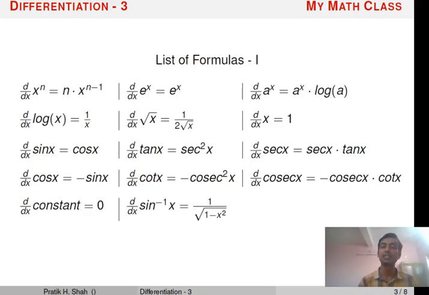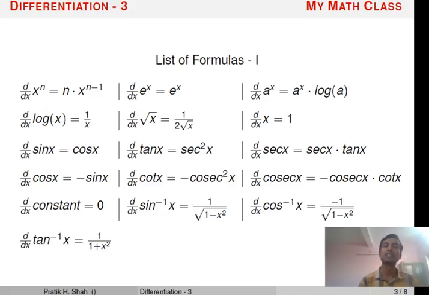Derivative of any constant term is always equal to 0. Derivative of sin inverse x is equal to 1 upon root of 1 minus x square. Derivative of cos inverse x is minus 1 upon root of 1 minus x square. Derivative of tan inverse x is equal to 1 upon 1 plus x square. Derivative of cot inverse x is equal to minus 1 upon 1 plus x square.